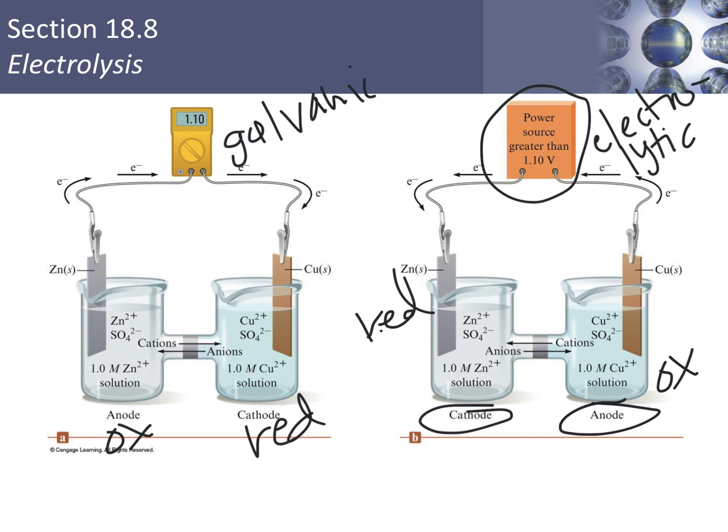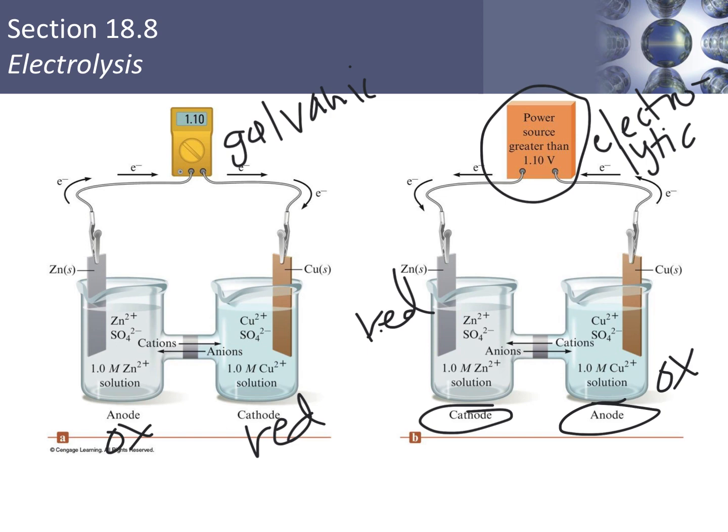And in this particular cell, that power source has to be greater than 1.10 volts to get what would now be a non-spontaneous or non-thermodynamically favored reaction to go.